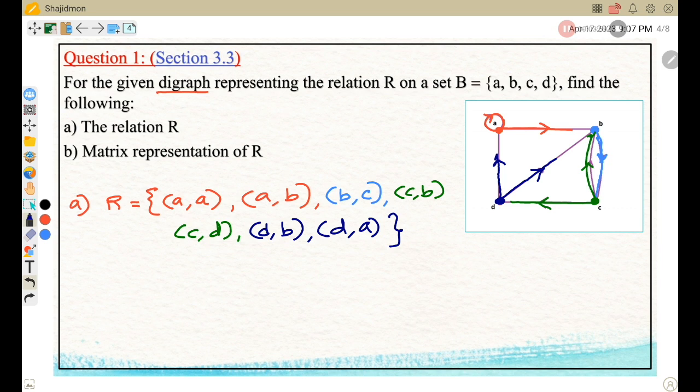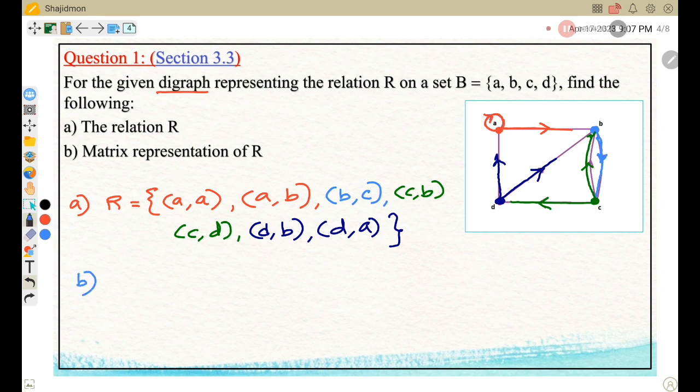I hope you understood the first part: what are the elements in the relation R, or write the relation R in terms of ordered pairs. All the ordered pairs are covered, correct? Now we will go to the B part of the question.